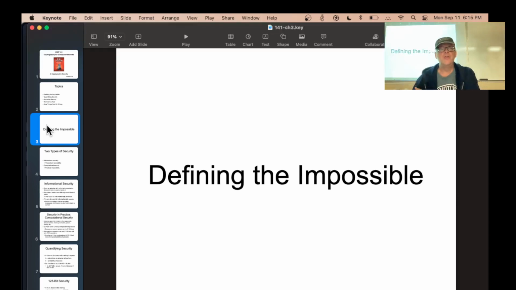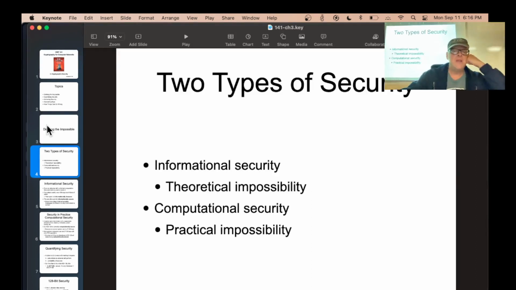They prove that a solution exists or that a solution doesn't exist for a problem, and it would be nice if our cryptography was that strong, but it absolutely is not. We do not have that kind of cryptography. So informational security is what you would like, where you prove it is theoretically impossible for anybody to ever break into this system. You can't have that.